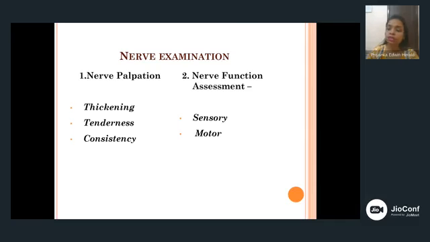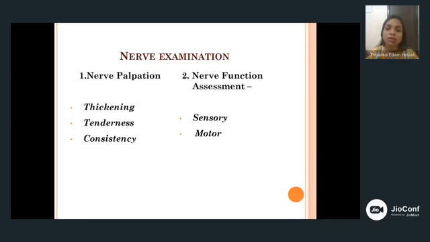For nerve palpation, we use the tips of these three fingers and we palpate very gently over the course of the nerve where the nerve is very superficial. During palpation, we see these 3 points: thickening of the nerve, whether the nerve has thickened or not; whether the nerve is tender, meaning if we touch the nerve when we palpate, the patient feels sudden pain and a sudden increase of sensation; and third, the consistency, whether the nerve has softened or has hardened. These 3 points we see in nerve palpation.